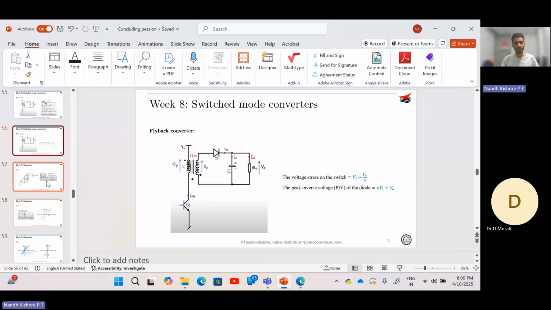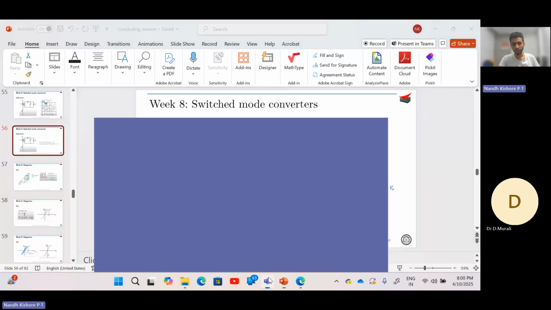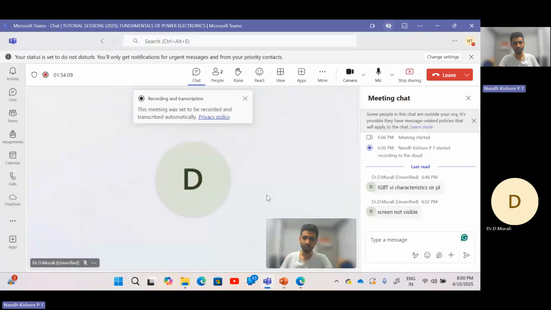Still remaining are magnetics, and then the push-pull, half-bridge and full-bridge converters, as well as the drive circuits. And of course, next week we will see the control algorithms. But I will stop here for now. If you have any doubts, you can ask now, or we can close for the day.